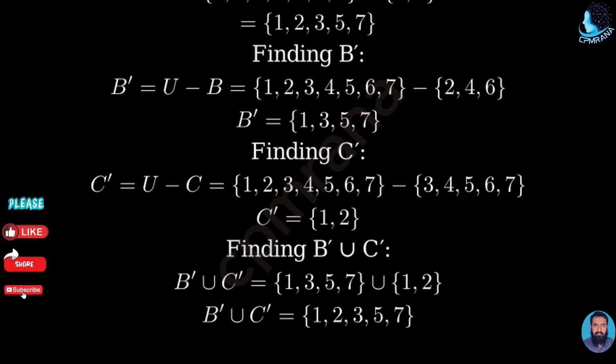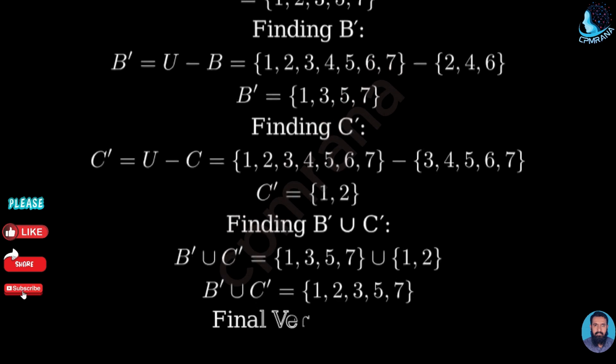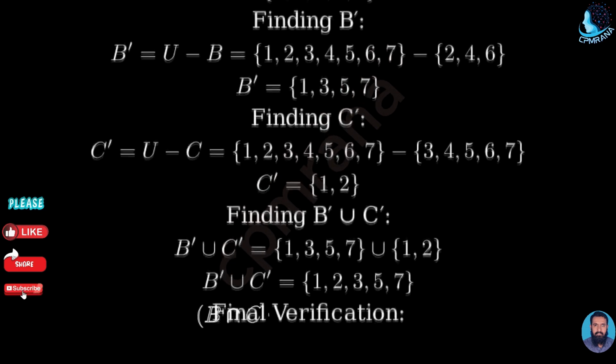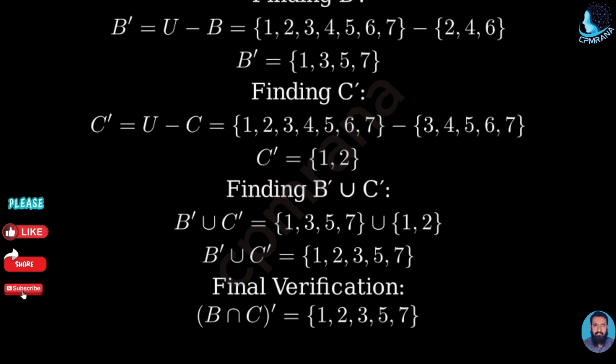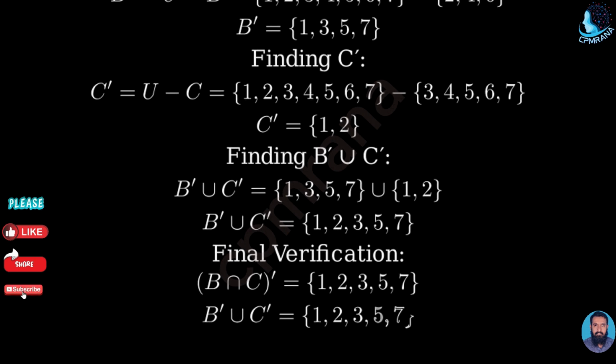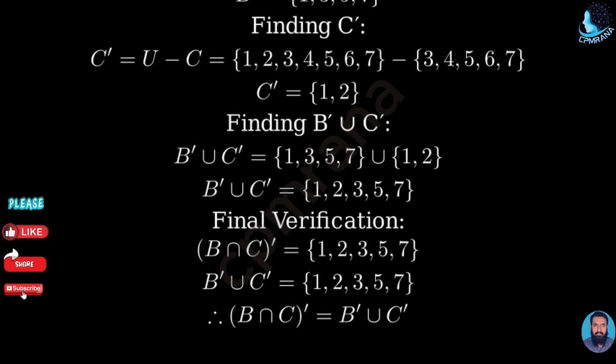Finally, we compare our results. We have found that the complement of B intersection C equals the set containing 1, 2, 3, 5, and 7. And we also found that B' union C' equals the same set. Therefore, we can conclude that the complement of B intersection C equals B' union C' is indeed proven.